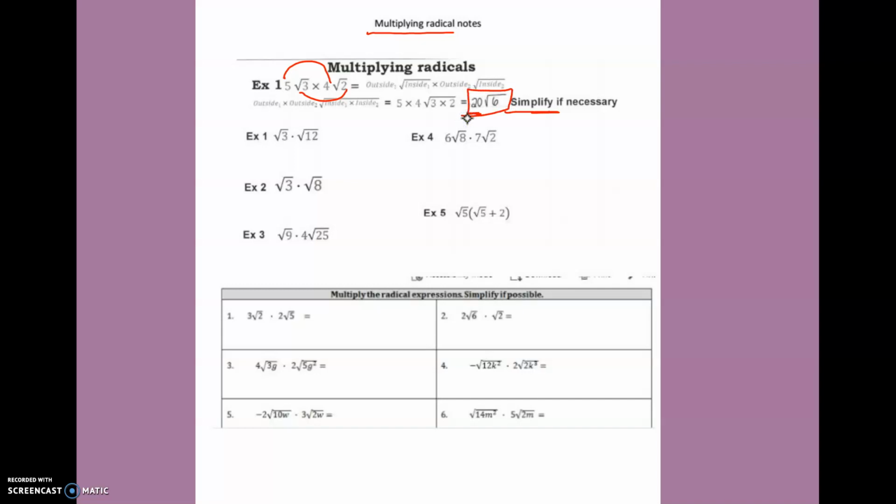So a little different than addition, because with addition, remember, we had to have the same radicals. With multiplying, we don't need to. It's kind of like when you multiplied variables. They don't have to have the same base or radical, okay?